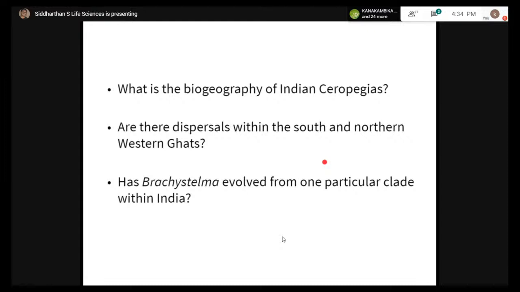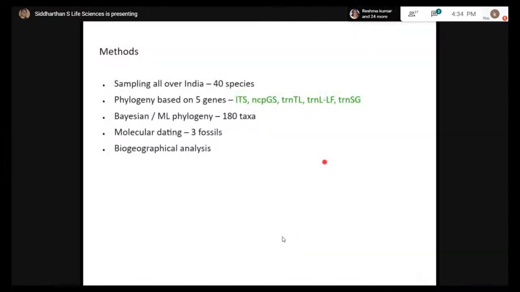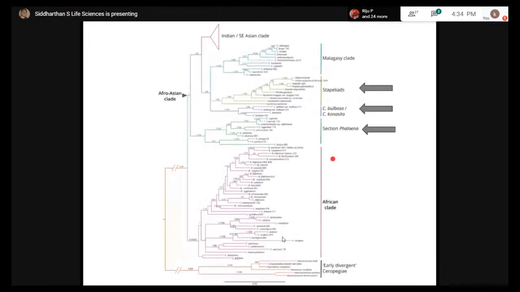And we want to fine-tune the relationship, I mean, our understanding of Brachystelma and Brachystelma within the Indian Ceropegia by sampling more. In the previous study, there was very little sampling of Brachystelmas. So our study was expanded to more species, more genes, and we also wanted to date that. So this is what the results we obtained. We saw three different radiations of Ceropegia into India. Three different dispersals into India.